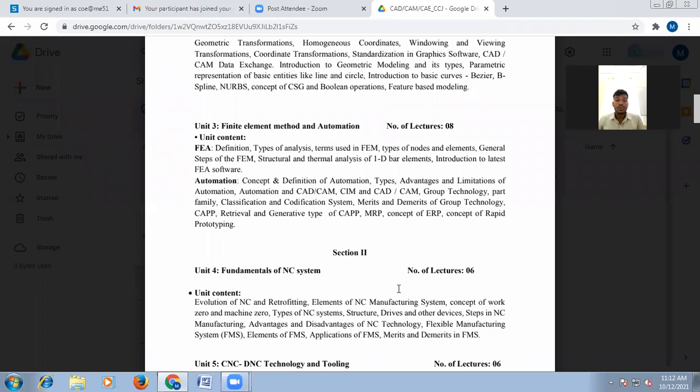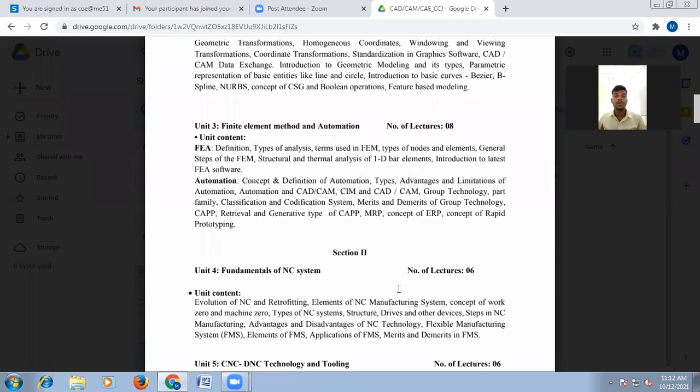Okay, so basically FEM and FEA are the same only. So why do we call it FEM? For academic purposes we call it finite element method, and for industry purposes, industry people call it FEA, finite element analysis. So there is actually no difference between FEM and FEA.